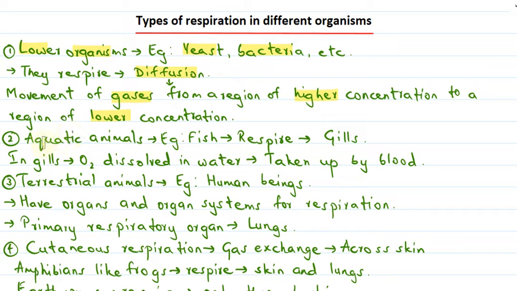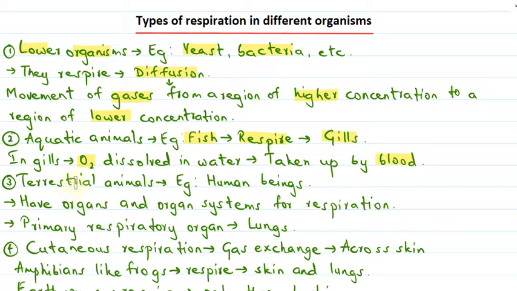Then we saw in case of aquatic organisms or aquatic animals, for example fishes. So these organisms respire through special organs called gills. So the water is first taken up by the mouth, then this water further moves through gills. So in gills, the oxygen that is present in dissolved condition in water is further taken up by the blood.